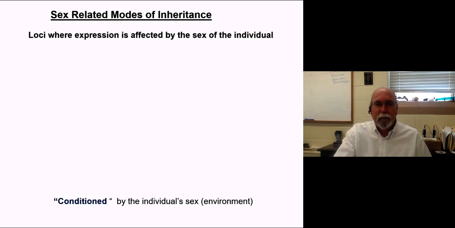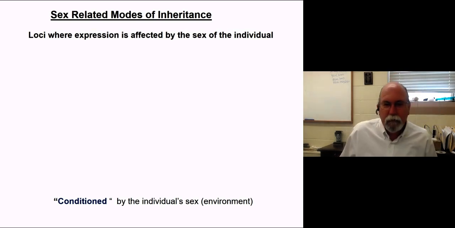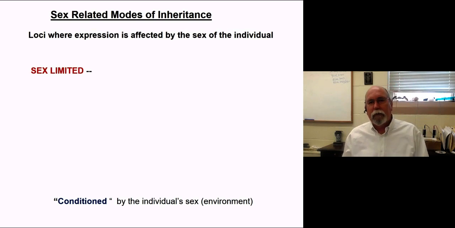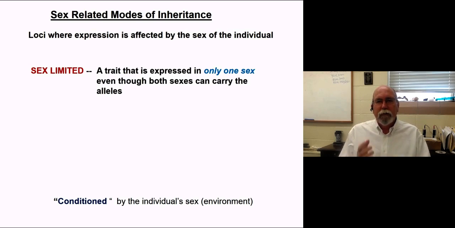Now there are two modes of inheritance that I want to talk about. One is called sex limited. People get these confused, and they shouldn't, because they're named exactly for what they do. Sex limited is a trait that is expressed in only one sex. Even though both sexes can carry the alleles, and in fact will carry both alleles, only one sex will have it. Either the males will express it or the females, and we'll give an example in just a moment.